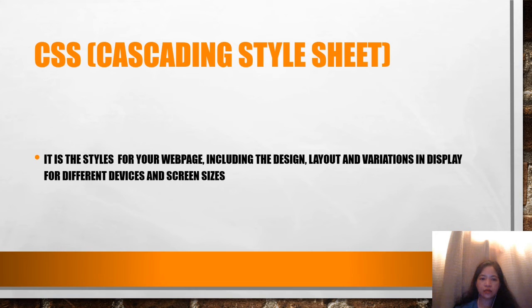CSS, or Cascading Style Sheet. CSS is a style sheet language used for describing the presentation of a document written in a markup language such as HTML, or in other words, we define it as a style for our web pages, including the design, layout, and variations in display for different devices and screen sizes.